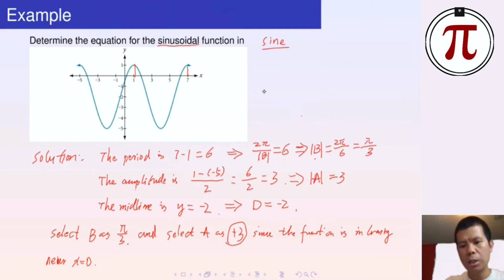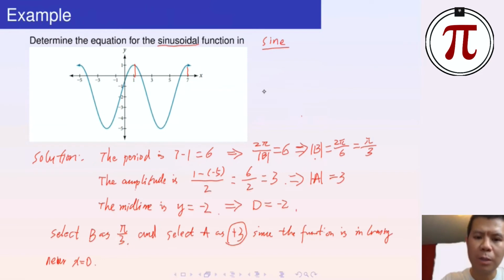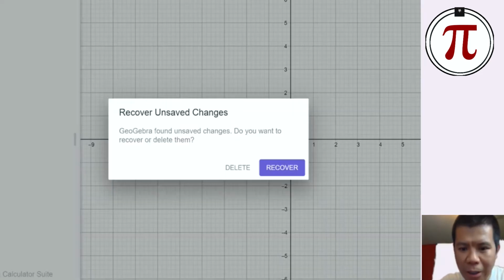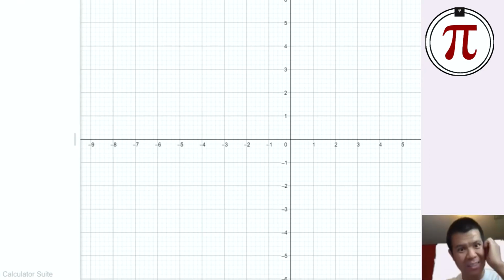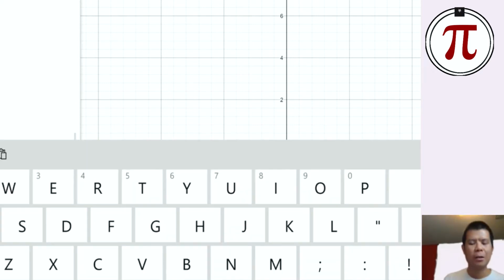Now, what will this function look like? I really wish I could have this. Okay, nice. All right, so now let's just use GeoGebra and see what we mean by this. Okay, finally, we're back. So let's just draw the graph.